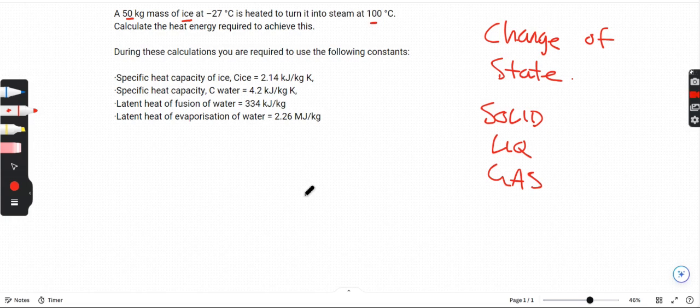So we need to work out the heat, the energy we need to get this minus 27 block of ice up to steam, fully steam at 100. How much energy do we need, right? So for these calculations, we're going to use these constants: heat capacity of ice, heat capacity of water, the latent heat of fusion of water and the latent heat of evaporation of water.